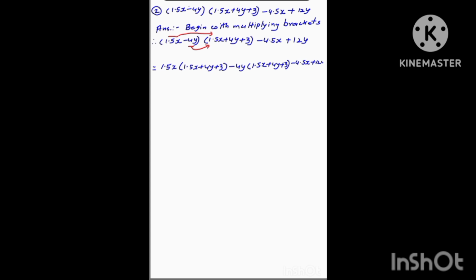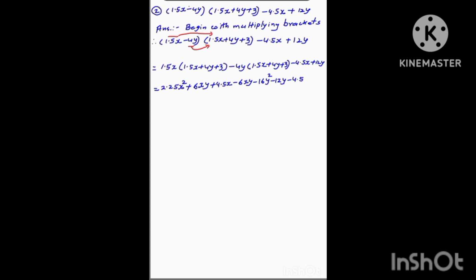Okay, very simple. Now carry out the actual multiplication. 1.5x into 1.5x is 2.25x². Okay, now 4 into 1.5 is 6xy, plus 6xy. Okay, 1.5x into 3 is 4.5x. Very simple. 3 into 1.5 is 4.5. Minus 4 into 1.5 is 6xy, sign is minus. Now again minus 16y² and minus 12y.